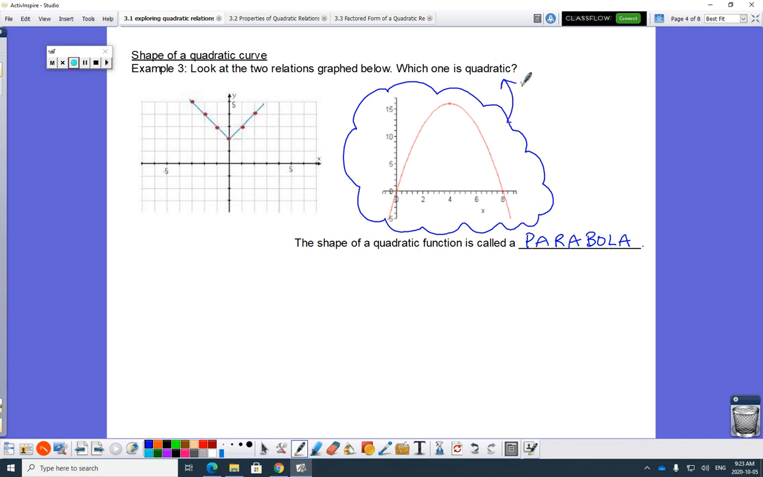We're going to have parabolas that are skinny. We're going to make parabolas fat. We're going to make parabolas that open up and open down. It is not "parabola," okay? It's "parabola."